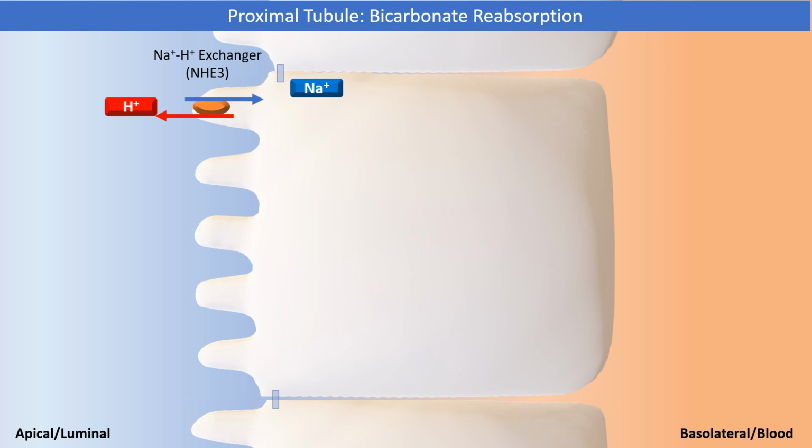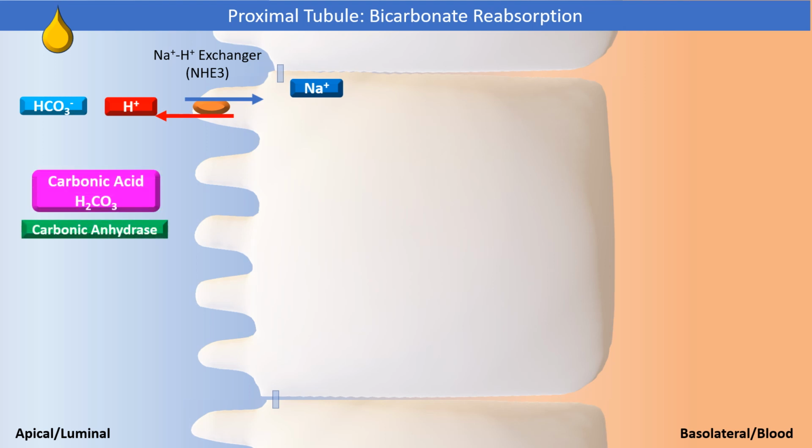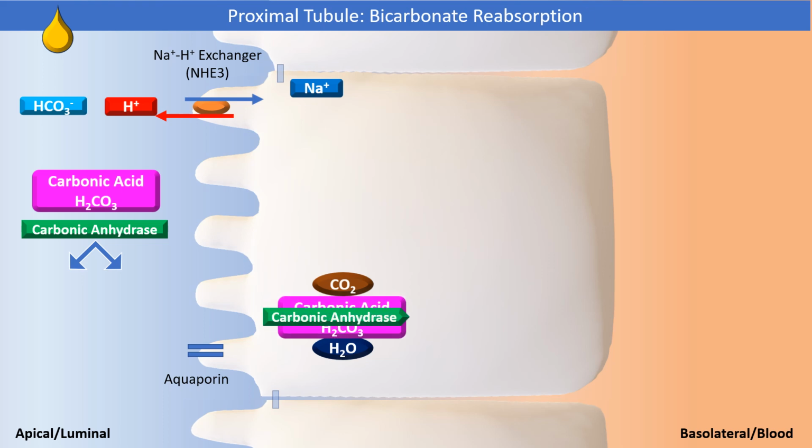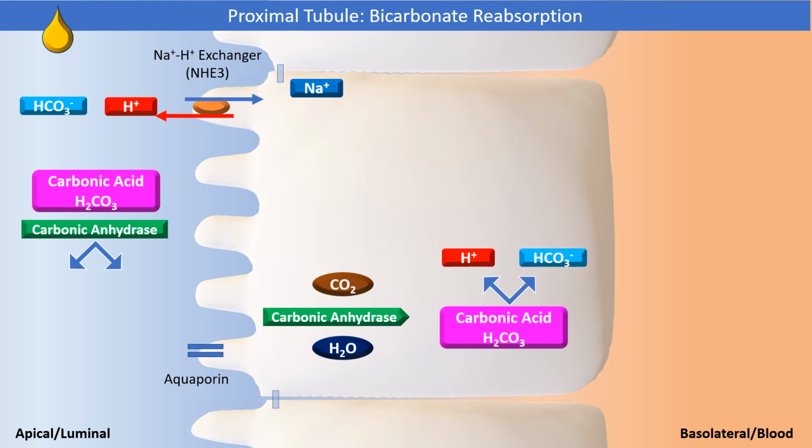The secreted hydrogen combines with a filtered bicarbonate to form carbonic acid. With the help of the enzyme carbonic anhydrase, carbonic acid is split into CO2 and water. CO2 freely diffuses into the cell, while water crosses the cell via water channels called aquaporin. Inside the cell, the enzyme carbonic anhydrase recombines CO2 and water to reconstitute carbonic acid. Carbonic acid then redissociates into the proton hydrogen and bicarbonate.